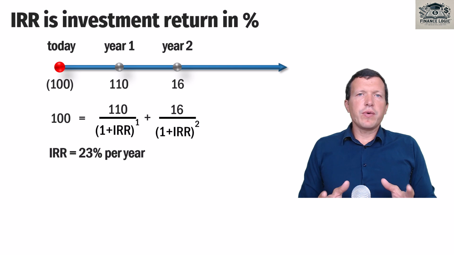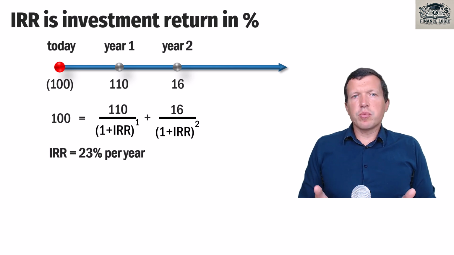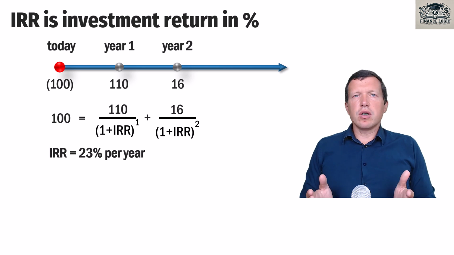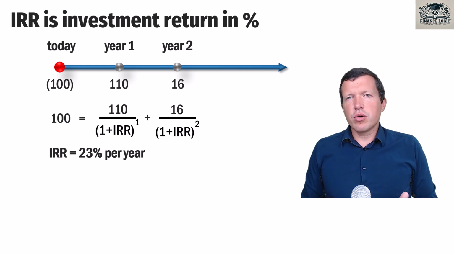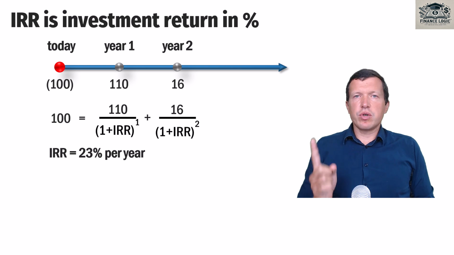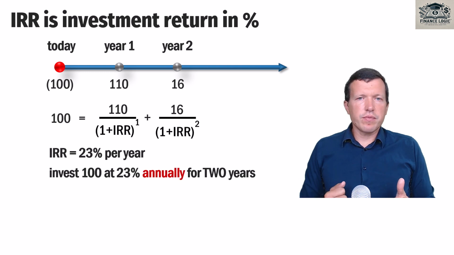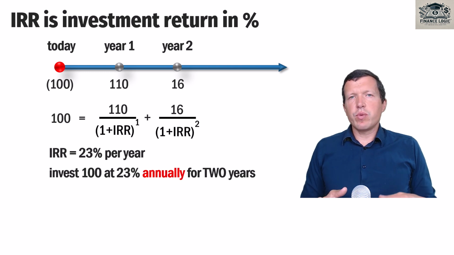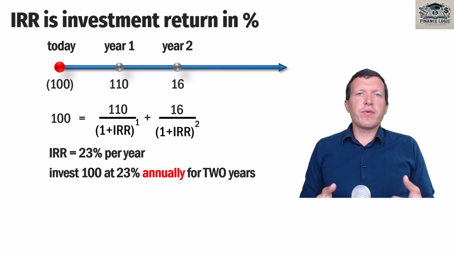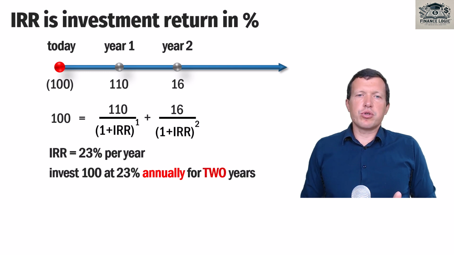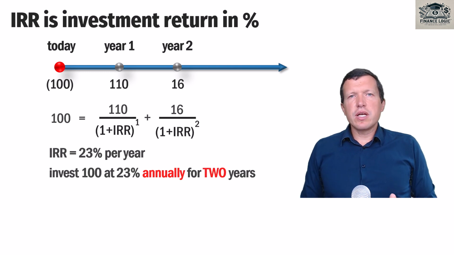So, if IRR is 23% per year, it means that we have a 2-year project and we expect that our project brings us a return of 23% per year. We say that we invest 100 at 23% annually for 2 years. This is very important when we interpret IRR, to specify the period. We have a return and we have the duration of our project.